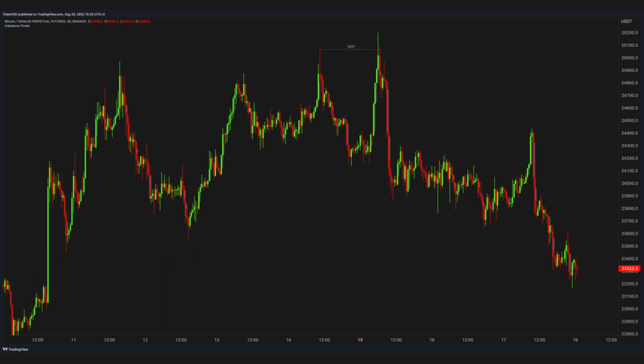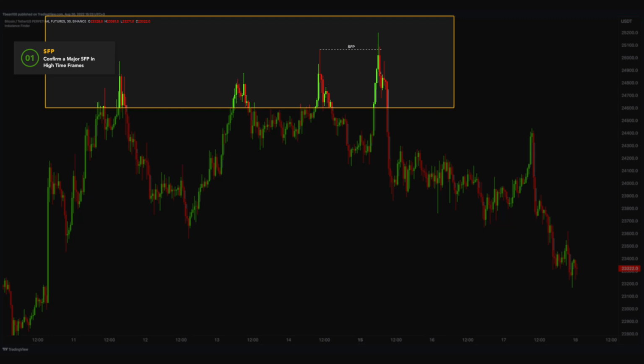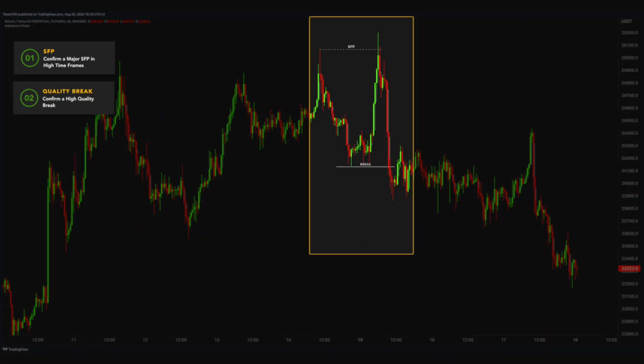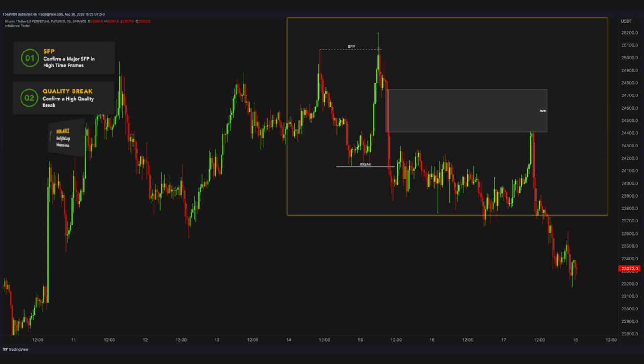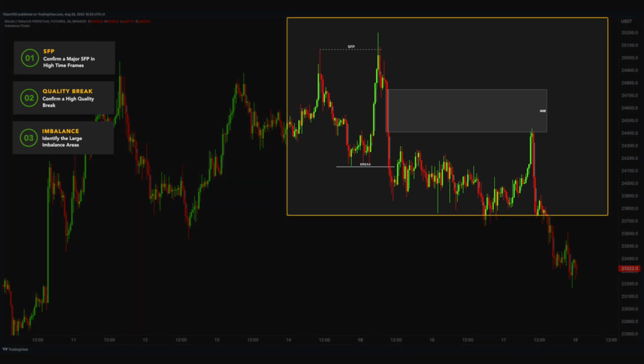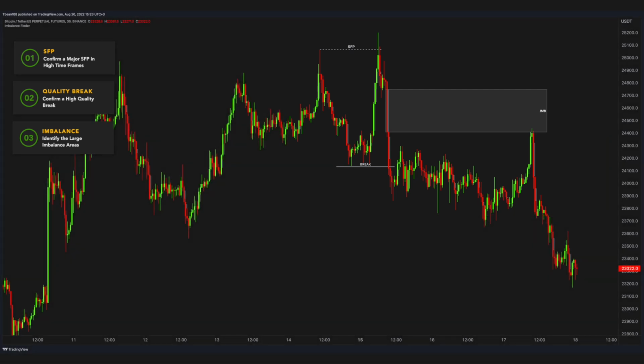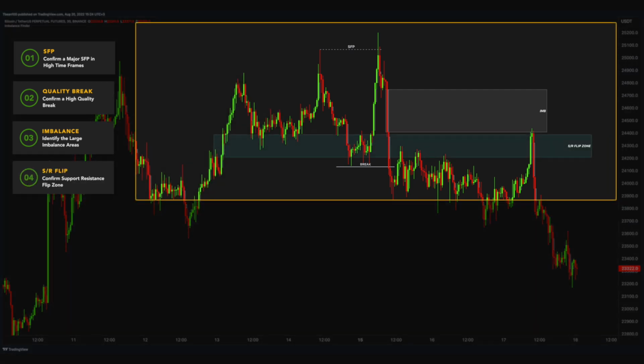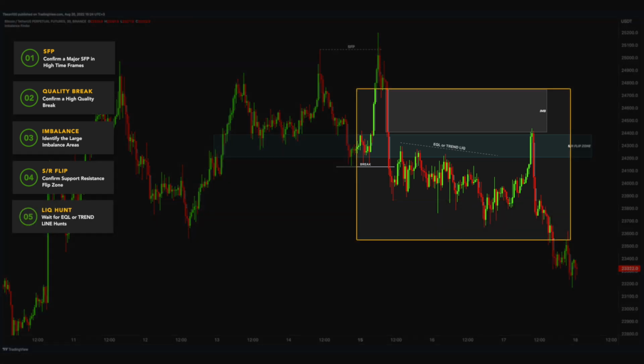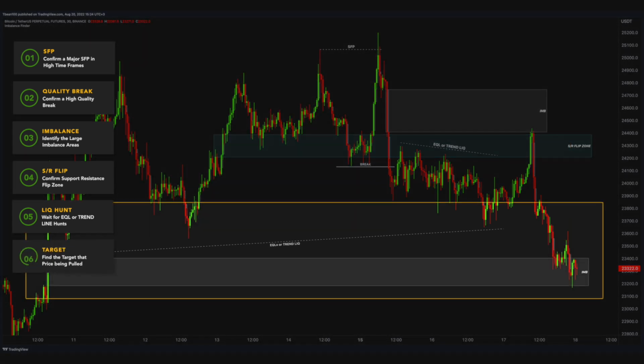Now let's go back to the basics. Step 1. Confirm a swing failure pattern, or at least a considerable swing failure pattern, as a weakness. Step 2. Find yourself a high quality break. Step 3. Identify the imbalance areas. Step 4. Check if there is a support resistance area. Step 5. Wait for stop loss huntable area, equal lines or trend lines. Step 6. Confirm a target.